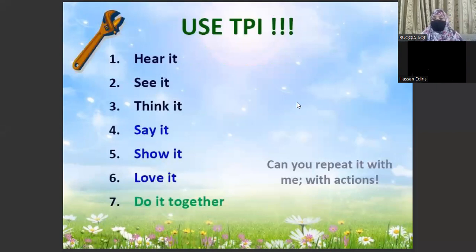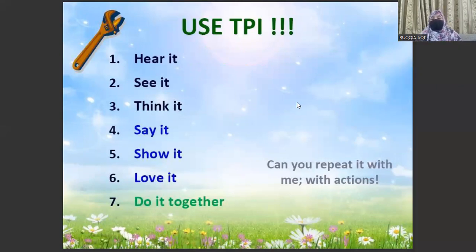We know that we are learning grammar by using TPI. TPI stands for total physical interaction. We are using our different body parts to understand the different Arabic rules and to learn it in a better way. We hear it, we see it, we think it, we say it, we show it, we love it, and we do it together. I hope all of you have repeated with me with actions.